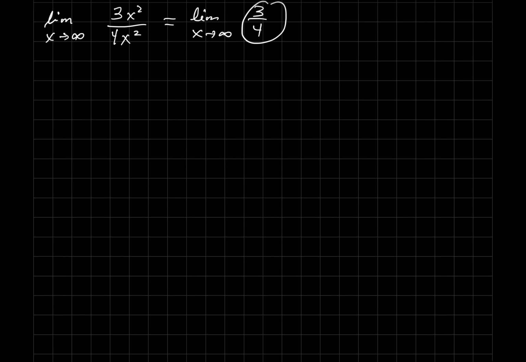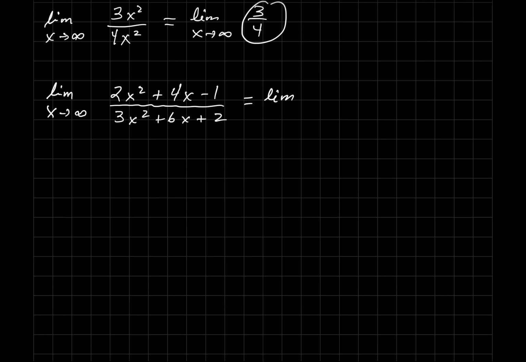I want to show you one of these complicated looking problems the long proper way, but then afterwards we're going to use a shortcut that hopefully we will see while we do this problem. So let's look at the limit as x goes to infinity of 2x squared plus 4x minus 1 over 3x squared plus 6x plus 2. The official way to do a problem like this is to factor the highest power out of the top and bottom as such.